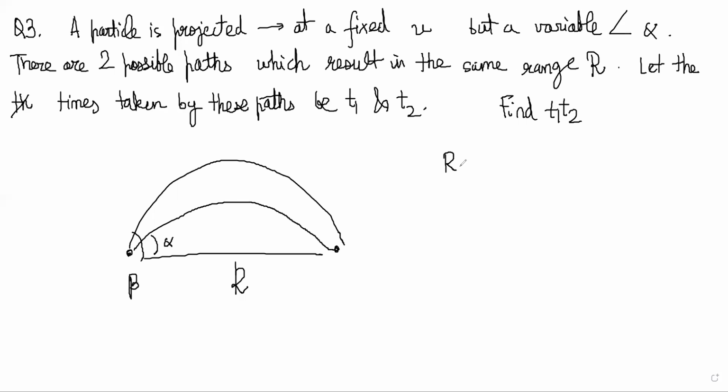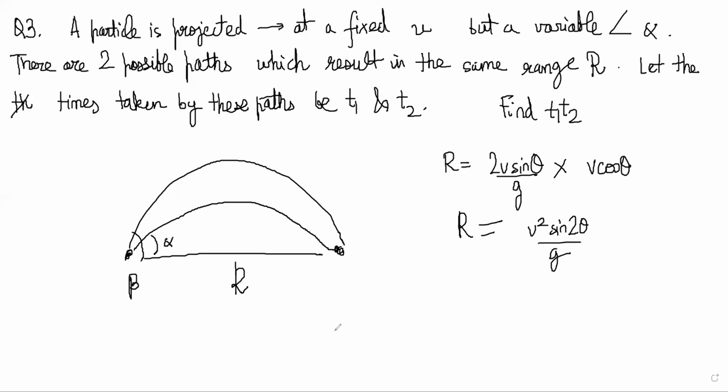So now we know range comes in when you're projecting particles on the level plane. Range comes by doing 2v sine theta by g, which is time of flight, multiplied by horizontal velocity, which is v cos theta. So range is equal to v square sine 2 theta by g, right? In this case, first time you project it, let's say t1 time, and this is t2 time in this path. So r1 would be v square sine 2 alpha by g, and r2 would be v square sine 2 beta by g.